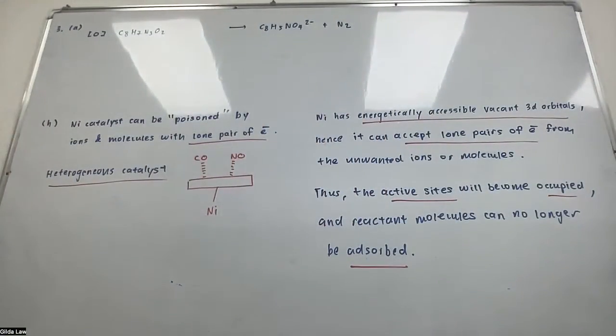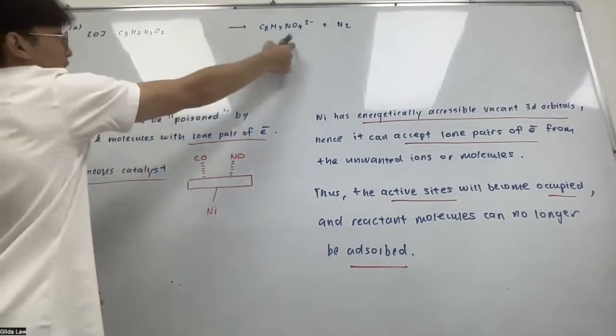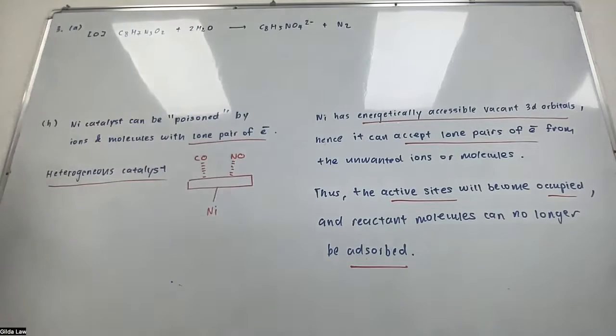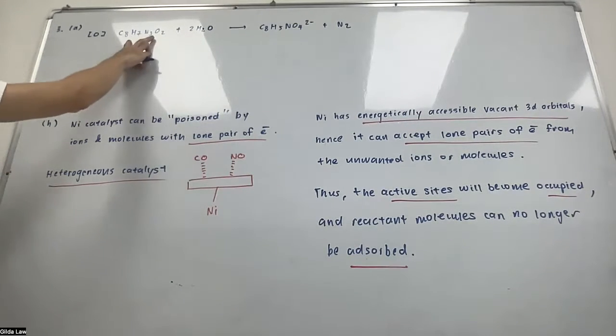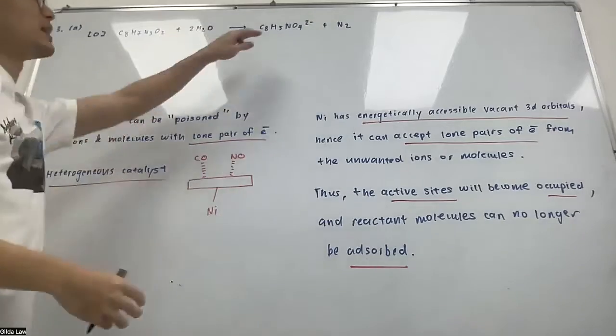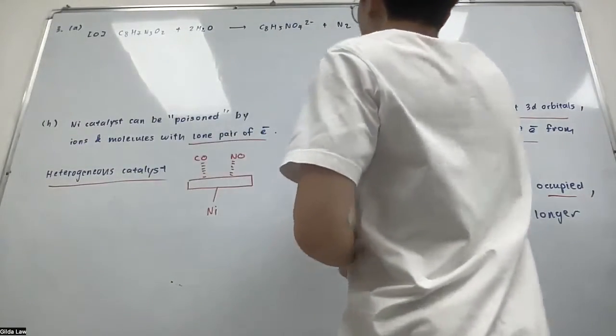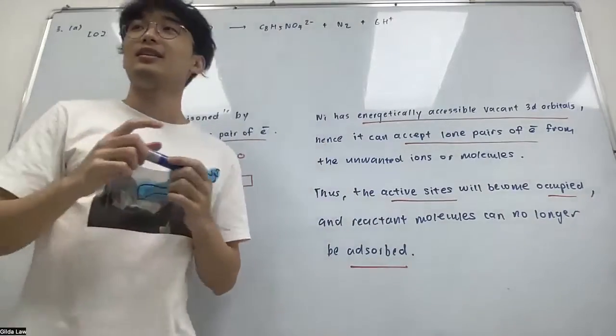What's the next thing to balance? The first thing to always balance is your oxygen. I have 4 on the right, 2 on the left. So I add 2 water. Now the oxygens are balanced. But in the process of adding water, the H is now not balanced. I have 11 here, so here must also have 11. How many H plus must I have? 6 H plus.